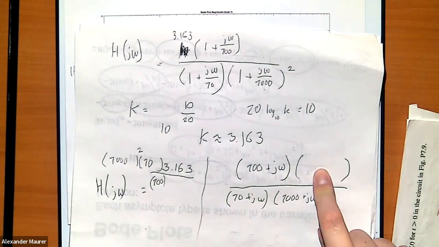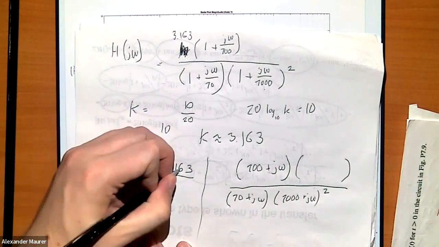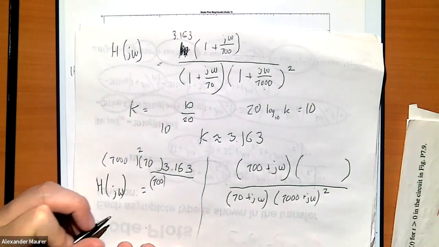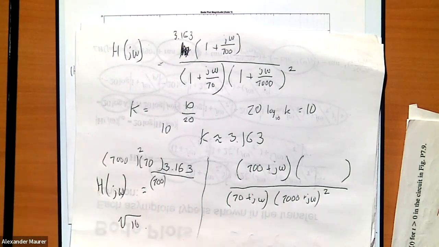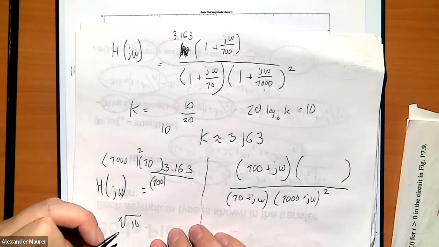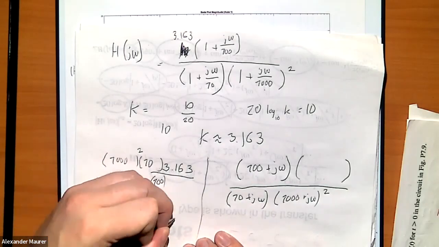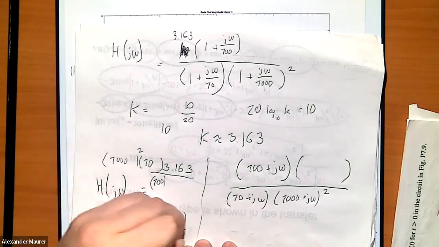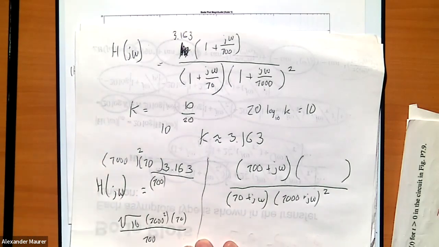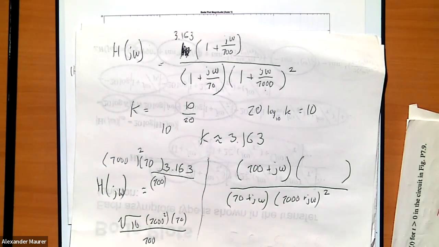I'm going to drop my coefficient in here. This coefficient is, okay, so the 3.163 is radical 10. I'm going to try to get a good approximation. So we've got radical 10, we've got 7,000 squared, we've got a 70, and then we've got to divide it by 700. In order to make this work. So I'm going to calculate that out.